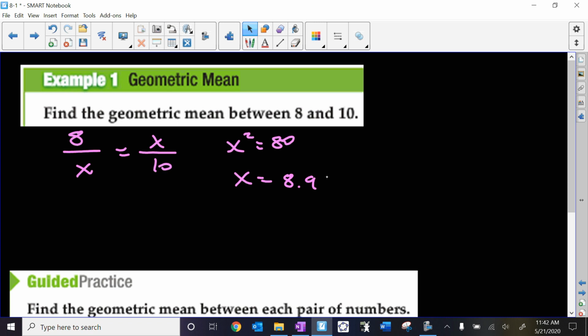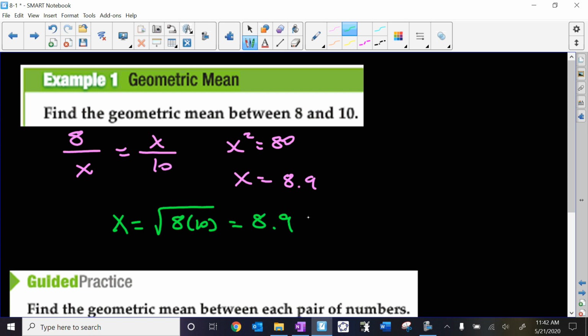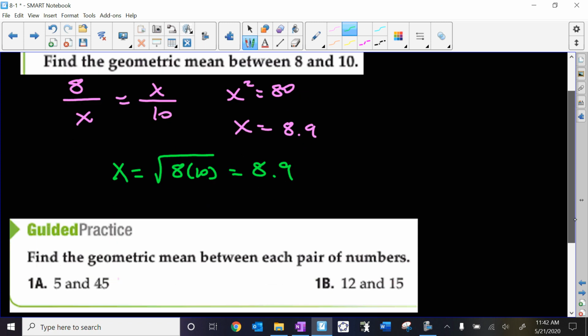Now, that being said, you really could go a shortcut method. You're always going to be multiplying your numbers together and then taking a square root. So you could really just say that x equals the square root of 8 times 10 if you want to, which is still 8.9. It's the exact same process.